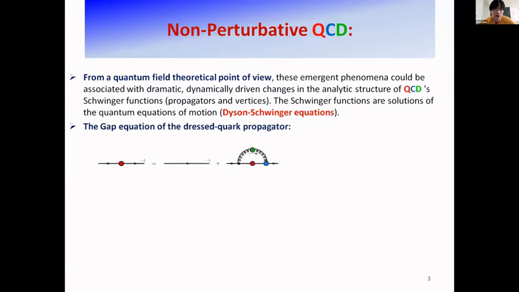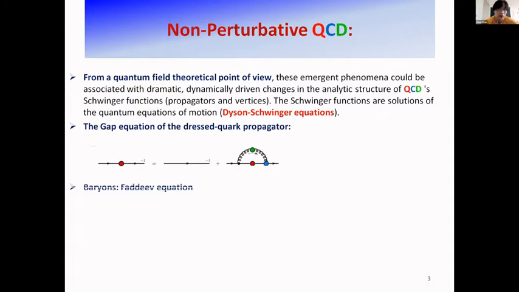Here are the Feynman diagrams of the gap equation. On the left-hand side is the inverse of the fully dressed quark propagator. On the right-hand side, this straight line is the inverse of the bare quark propagator, plus the self-energy.